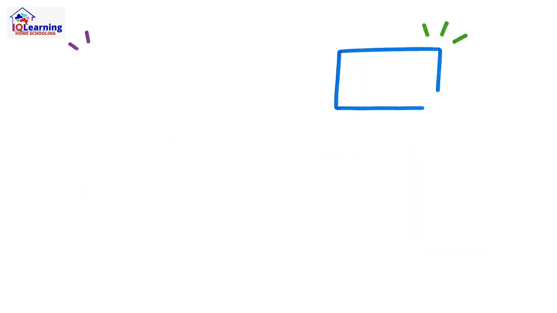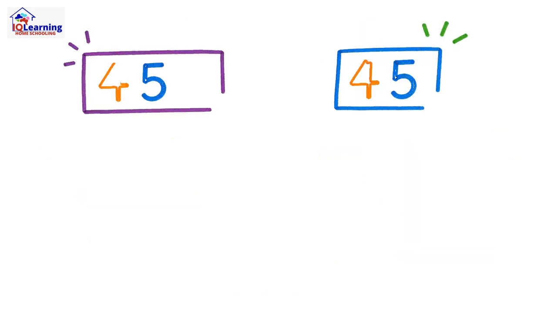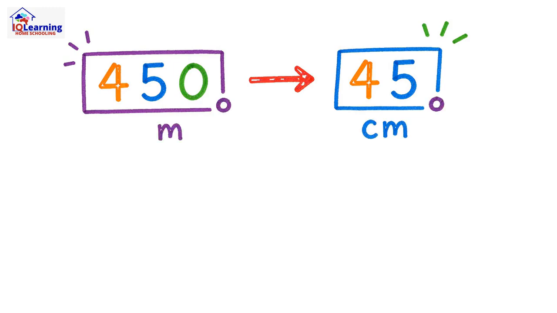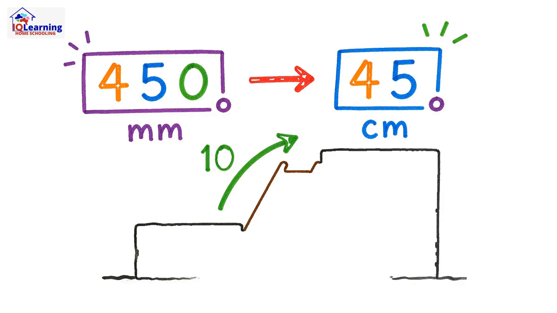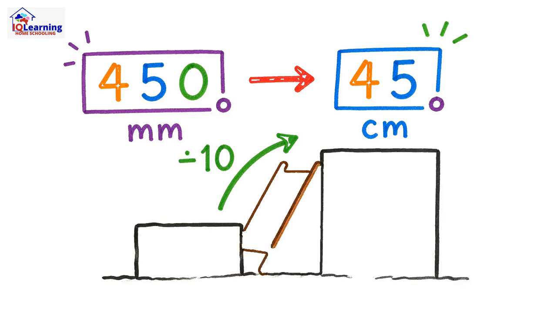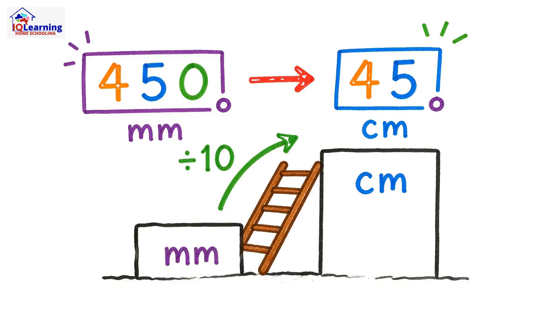How about going up? Let's change 450 millimeters into centimeters. We're climbing up one step, so we divide by 10. The invisible decimal at the end of 450 moves one spot to the left, giving us 45.